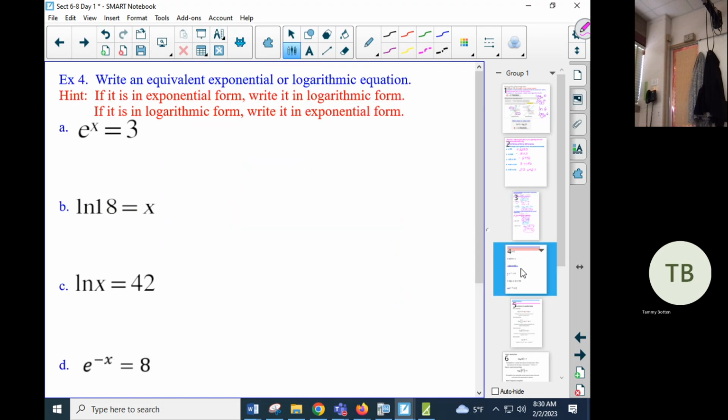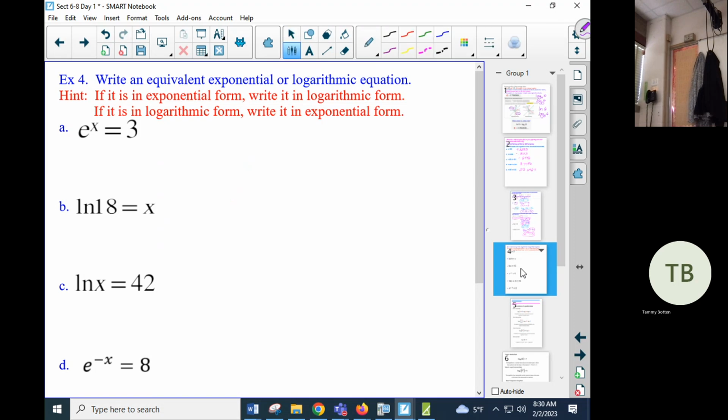Now, this is just taking the last two examples and kind of mixing them together. So that's all this is. Sometimes they start in exponential and you want to put it in natural log form. Sometimes they start as natural log and you want to put it in exponential form. Okay, so it's just like the previous two examples.